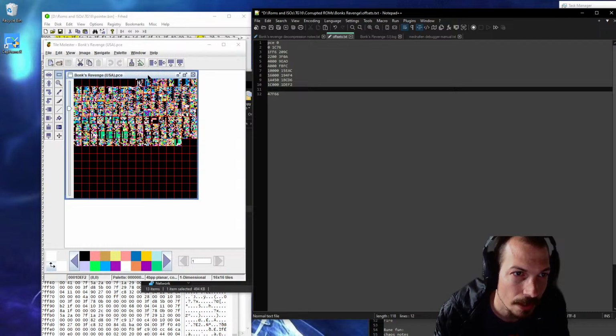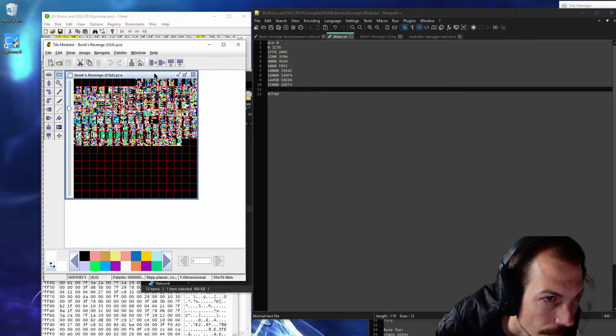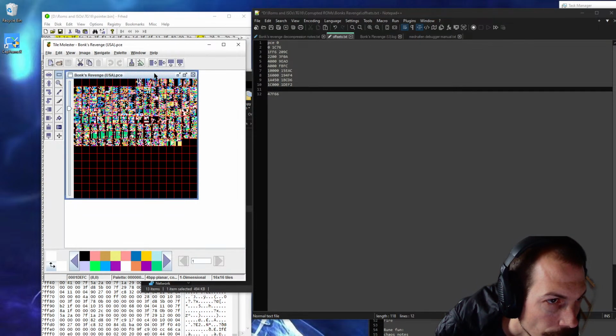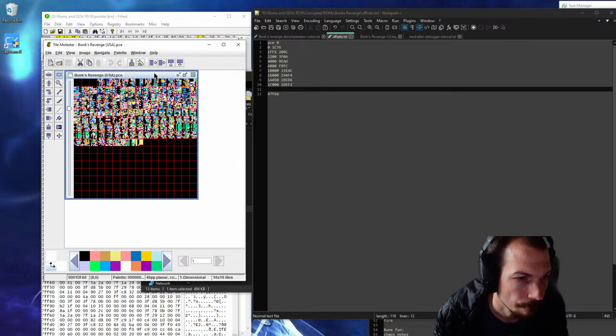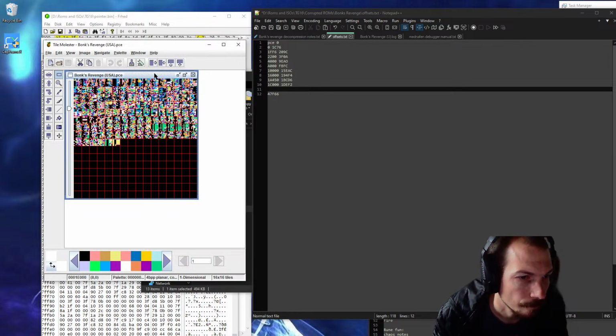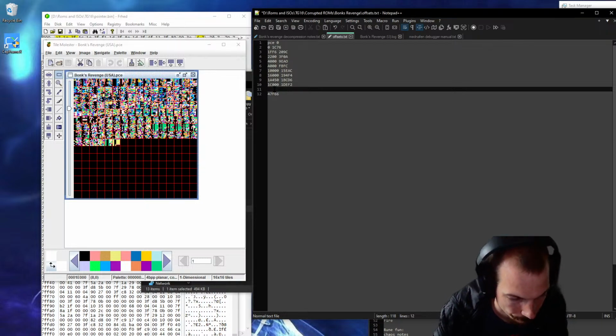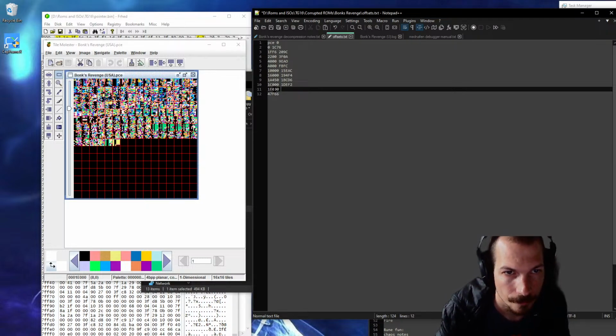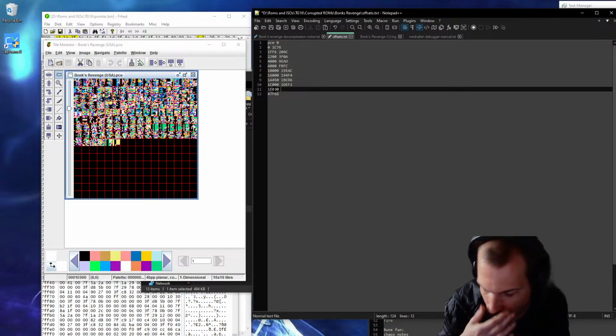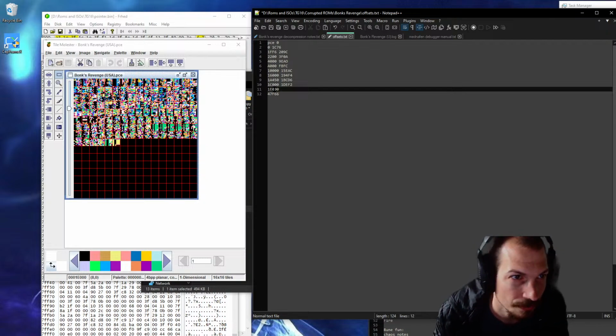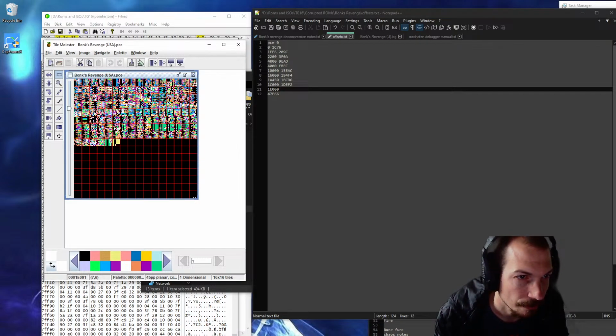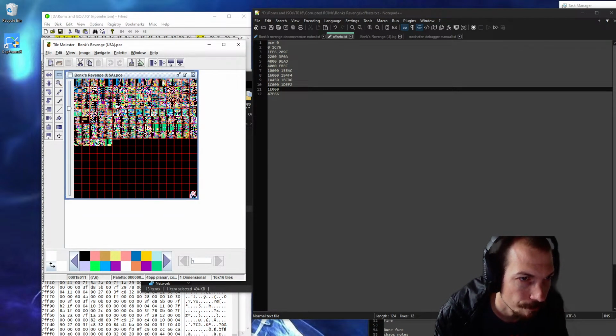I guess this is 1E00 or something like that. There we go. Yeah, I saw that coming. This is what happens when you have everything in 2K blocks, but this bank is mostly empty in case you weren't aware.